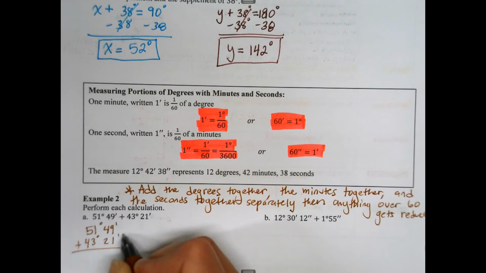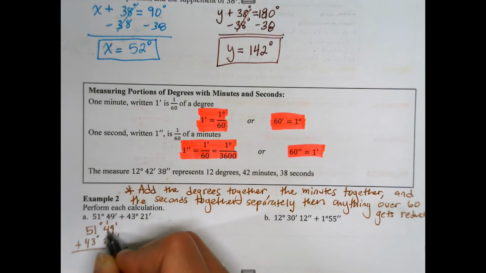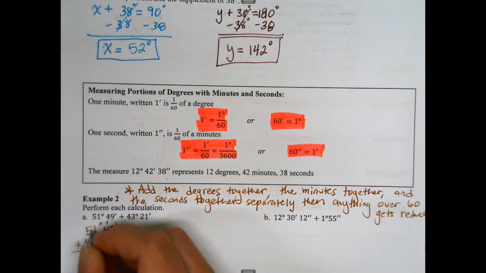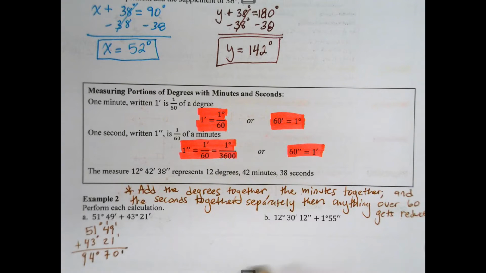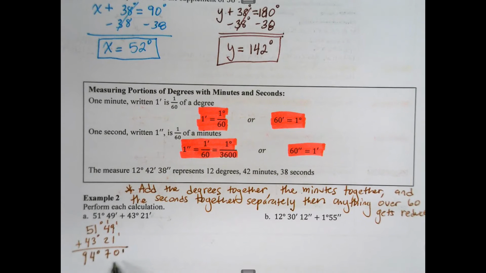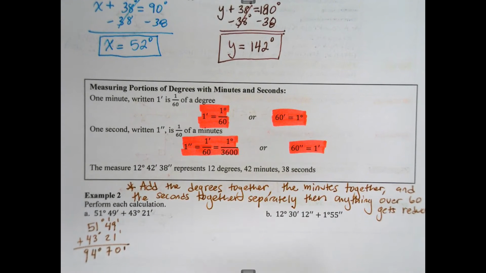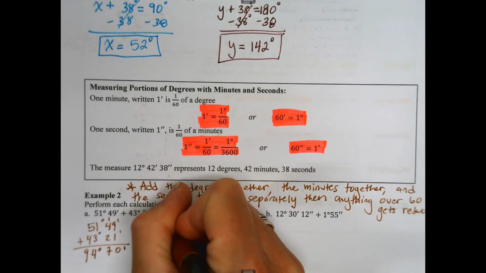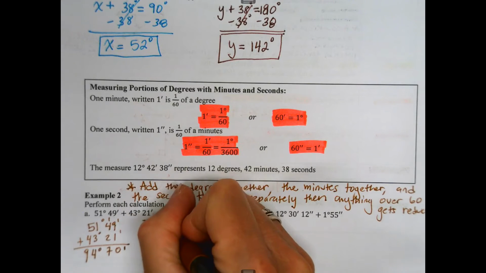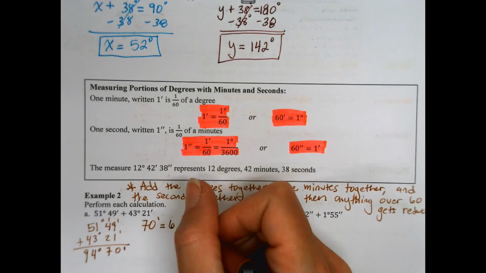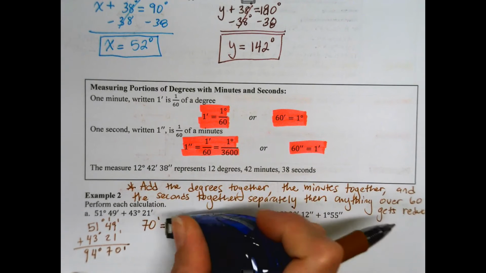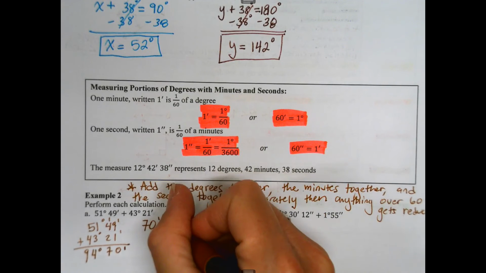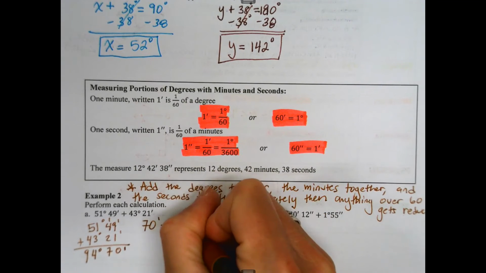I'm going to add my minutes first. 9 plus 1 gives me 10. 4 plus 2 is 6, plus 1 is 7. So we have 70 minutes. 94 degrees and 70 minutes. However, 70 minutes is more than 60. We need to reduce. 70 minutes is equivalent to 1 degree and 10 minutes.